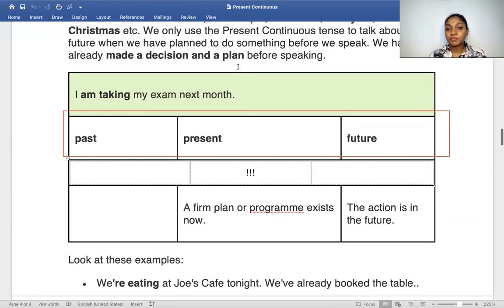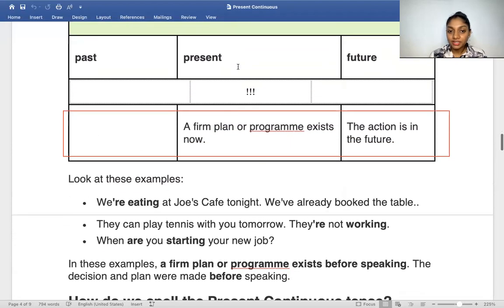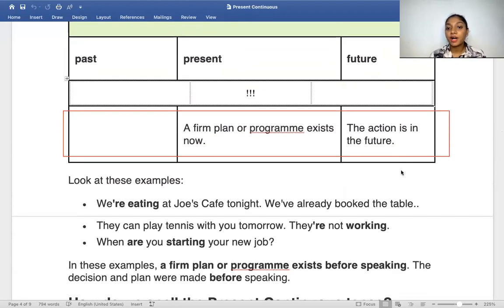So we have past, present and future. So for the present, you have a firm plan or a program exists.